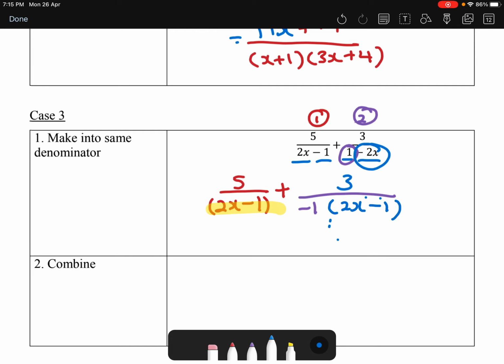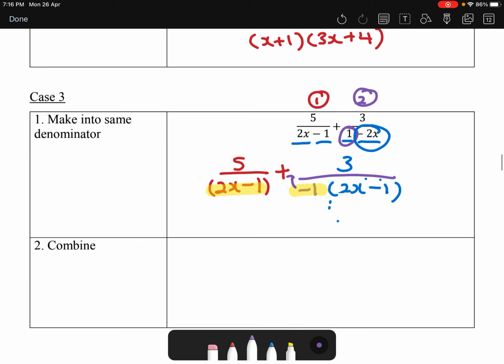Right, so now how do I throw away this minus 1? You simply just put this minus 1 right here. So your expression now becomes 5 over 2x minus 1. Since I put a plus first, you then put a minus 1 here. Then you put a second term here.